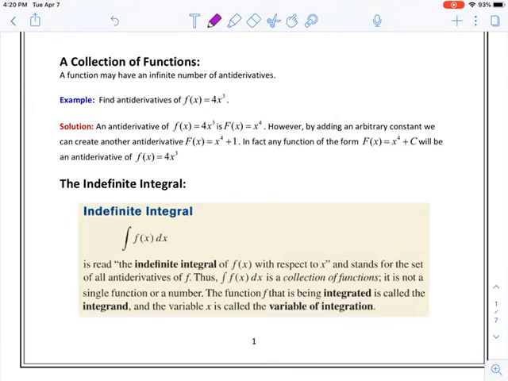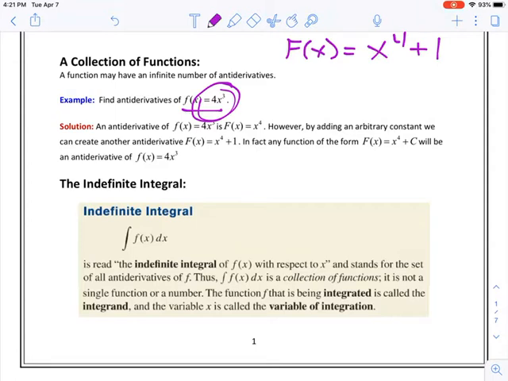One more example, which will demonstrate this idea of a collection of functions. f of x equals 4x cubed. Well, it would make sense that the antiderivative is going to be x to the fourth, because if we take the derivative of x to the fourth, we get 4x cubed. However, what is the derivative of x to the fourth plus 1? Well, the derivative of x to the fourth plus 1 is 4x cubed plus 0, or 4x cubed. It also has a derivative of 4x cubed.